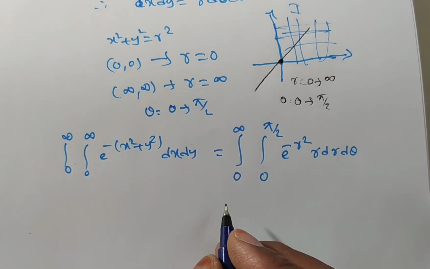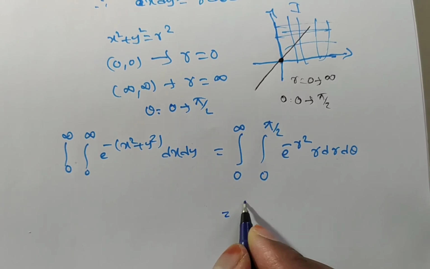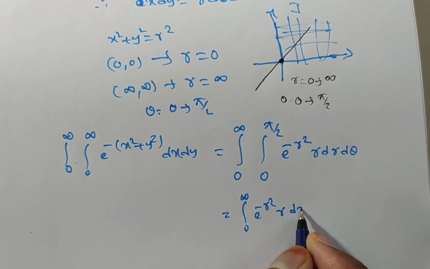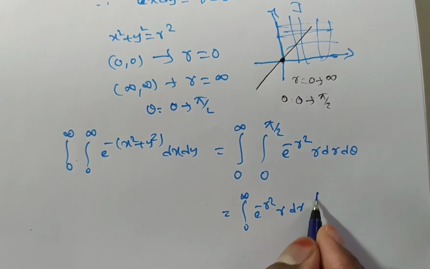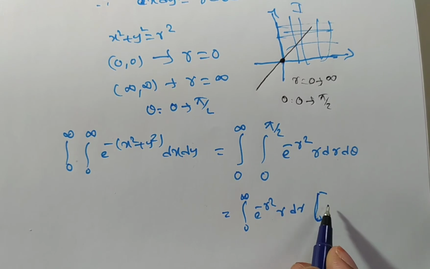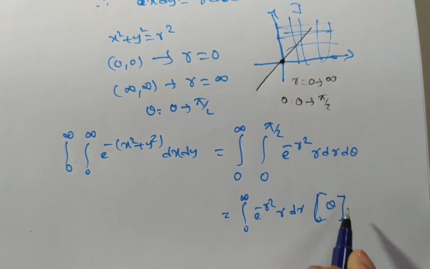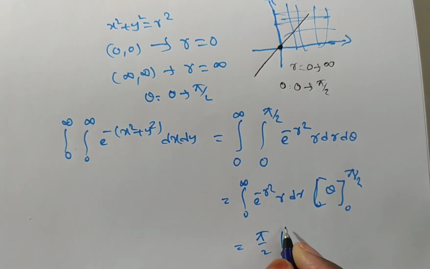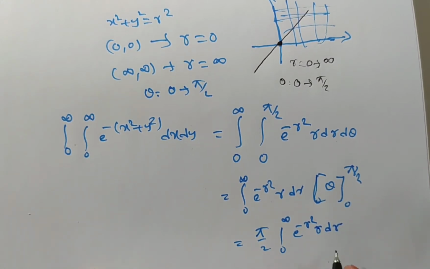Now you see, first I can integrate with respect to theta. Integral 0 to infinite e to the power of minus r square into r into dr, and next integral 0 to pi by 2, you have 1. The coefficient of the integrand is 1, so integration of 1 with respect to theta is theta. Now limits from 0 to pi by 2, you will have pi by 2 minus 0, which is pi by 2. So I am writing pi by 2 outside, times the integral from 0 to infinite e to the power of minus r square r dr only. Now we have to evaluate only a single integral in this case.